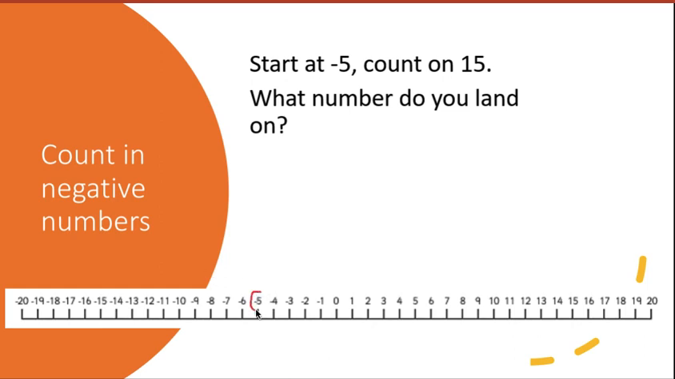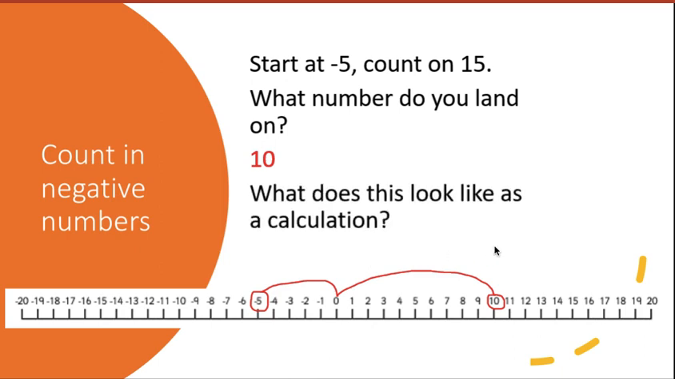We're on minus 5. I know to get to 0, I've counted on 5, but I need to count on 15. So I need to count on another 10. That takes me straight to the number 10. So I know I've counted on 5 and 10. 5 and 10 make 15. I've counted on 15. We've arrived at the number 10.